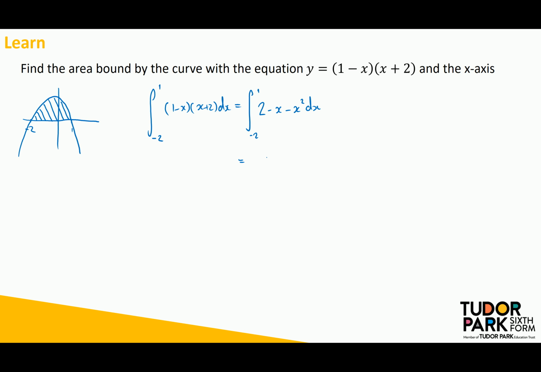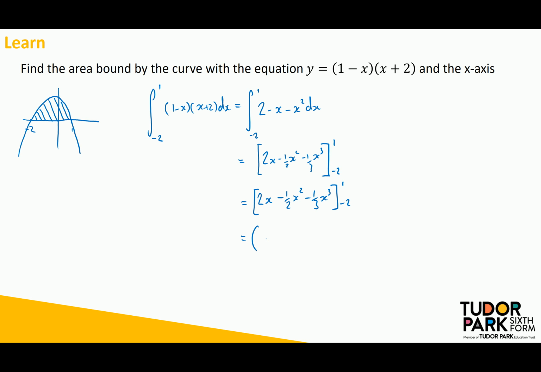Now, integrating that, I've got 2x, I've got x squared, and then I need to divide by 2, and then this will become x cubed, divide by 3, stick on the coefficient. Messy, messy handwriting. I need to put on my bounds, 1 and -2. Let's tidy things up in here so that we can see clearly what we're trying to do. We've got 2x minus a half of x squared minus a third of x cubed between 1 and minus 2.